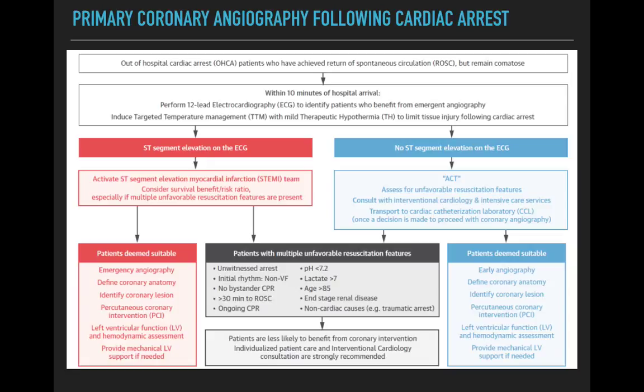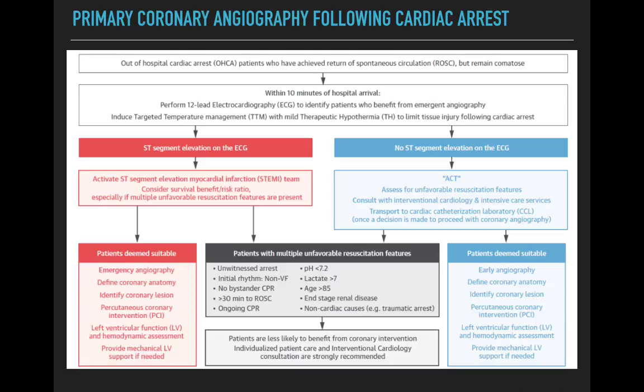So essentially there's an algorithm here. You have a patient who comes in with cardiac arrest and they have a STEMI on their pre-arrest, or they get ROSC and they have a STEMI. Those patients need to go to cath. Okay, I mean, that one's easy. And then you have the patient who comes in who does not have a STEMI. Which of those patients need to go to cath?